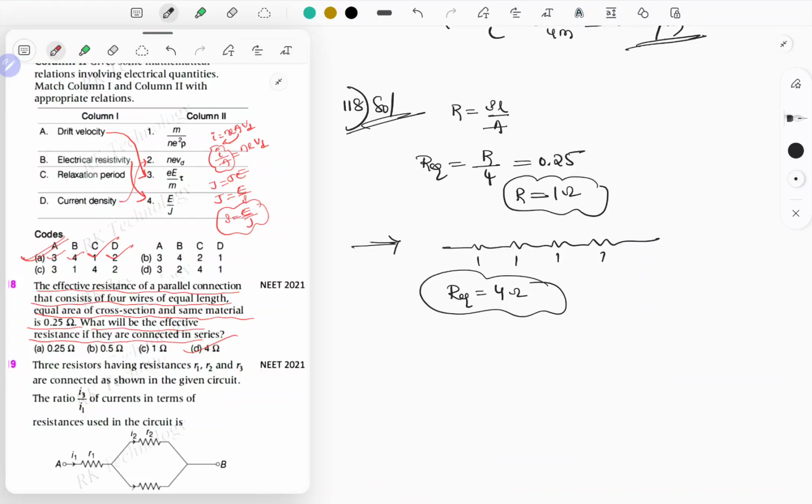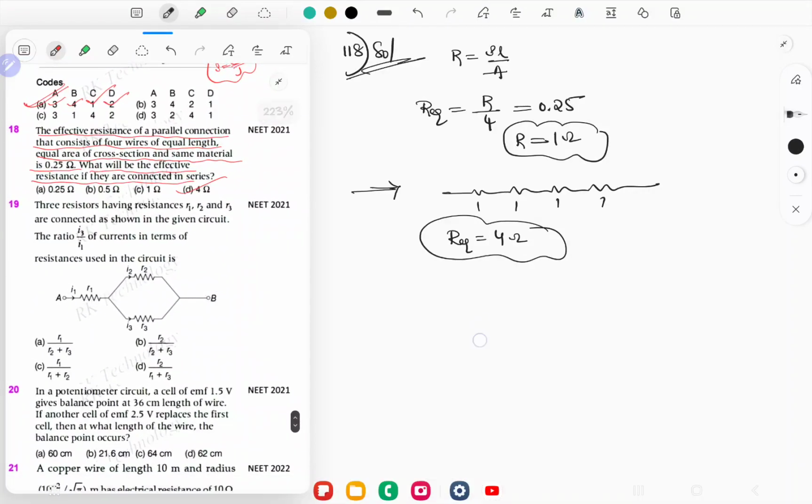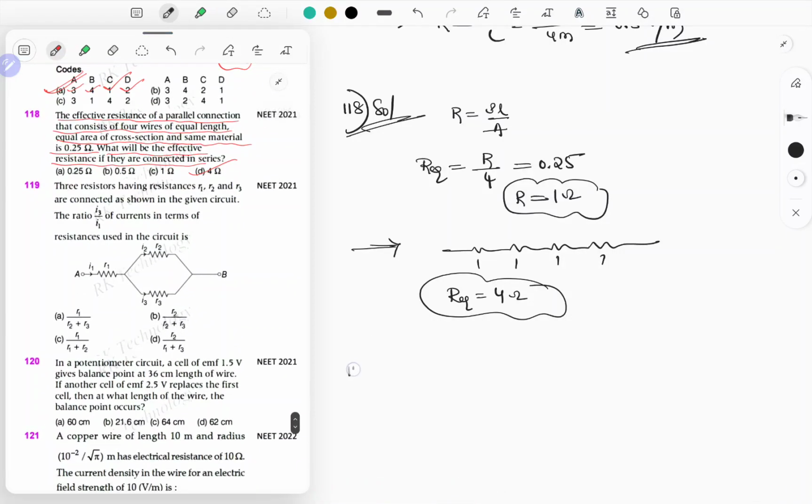Understood? Very good. Next, question number 119 is a direct question. From the current division principle, you can answer this directly. I have a trick for this. So the total current entering the circuit.